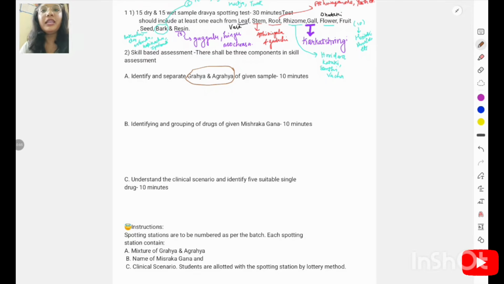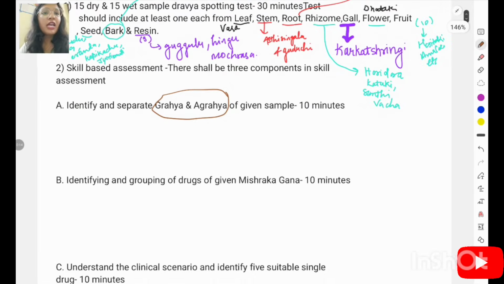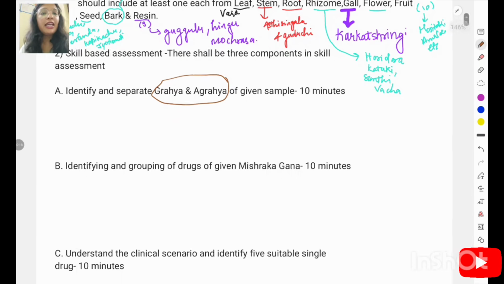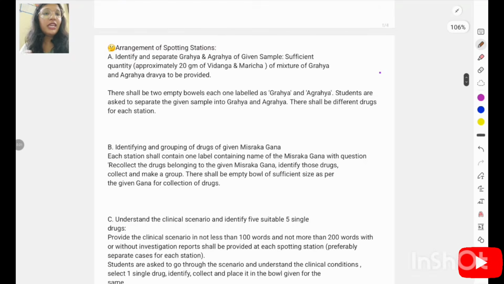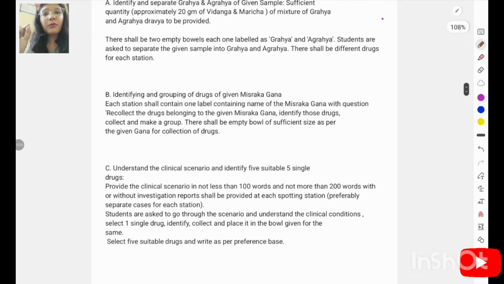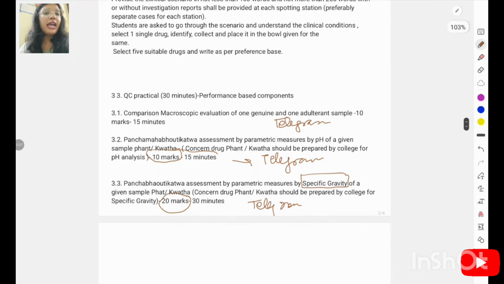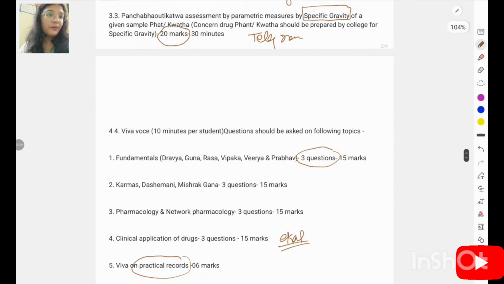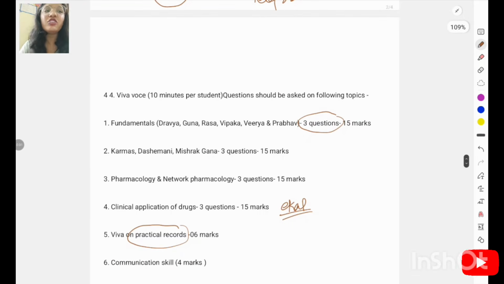I will share the PPTs on Telegram. One PPT is for this drug. I will attach the PDF with the video description, in which you can see both dry drugs and wet drugs, all the drugs. Next, for pH and the rest, I will share the best PPT covering all the points in the Telegram channel. This portion is actually your theory paper, and we have studied it in our theory.